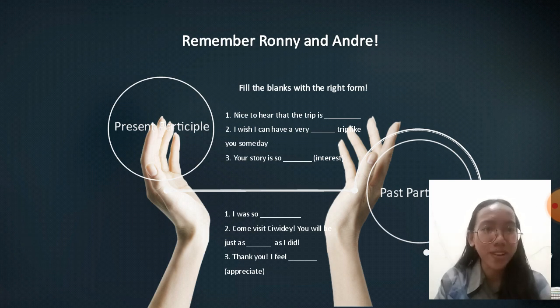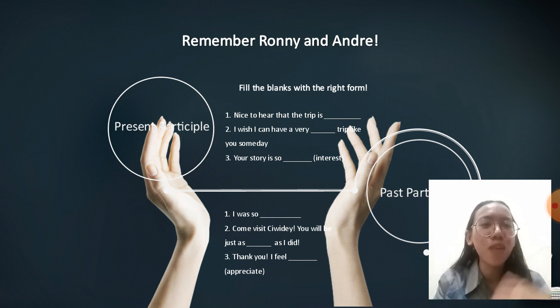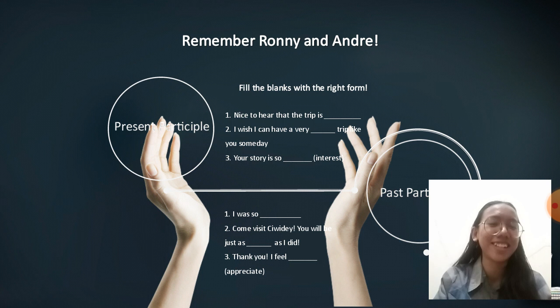Remember Ronnie and Andre, okay? Fill in the blanks with the right form. Now remember Ronnie first. Nice to hear that the trip is exciting. And then, I wish I can have a very exciting trip like you someday. And then your story is so interesting. Nice. And then we move to the past participle.